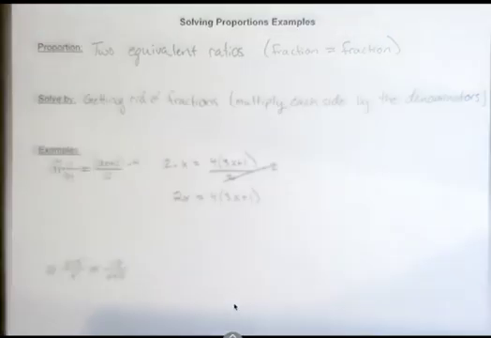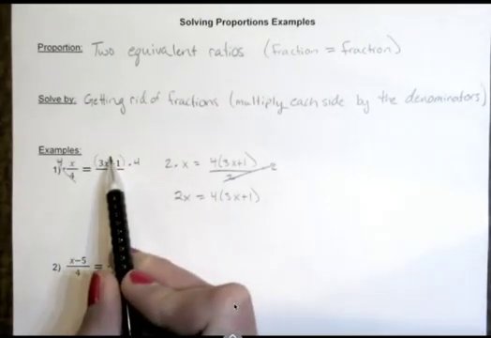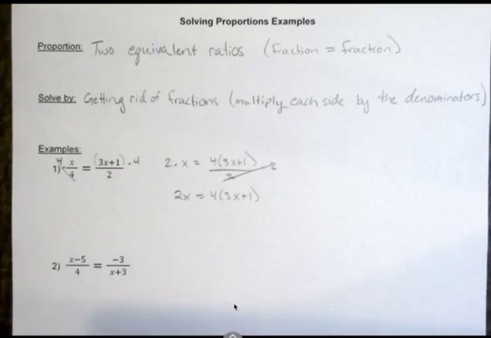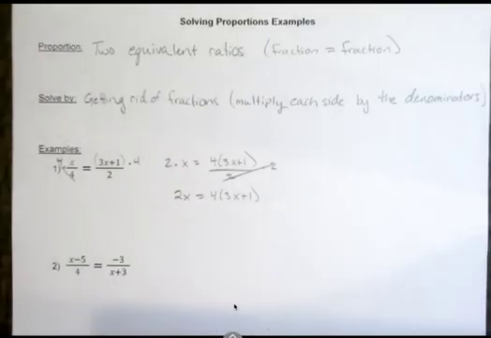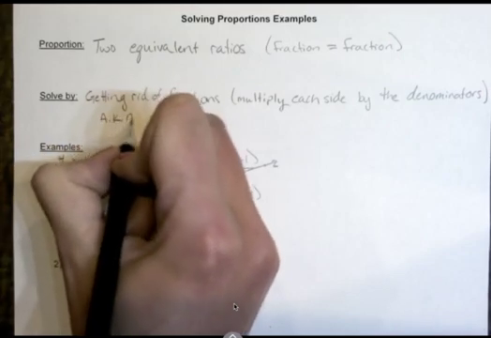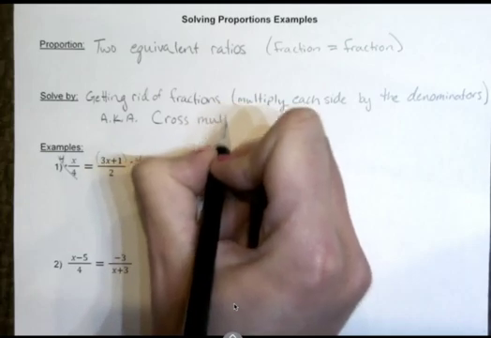Some of you might recognize this. I multiplied 4 times this piece and 2 times this piece. A lot of people teach this as cross multiply, but that's really what's happening: we're getting rid of those denominators by multiplying to undo the division. But it does end up following that pattern of cross multiply. So I'm going to add up here, also known as cross multiply.